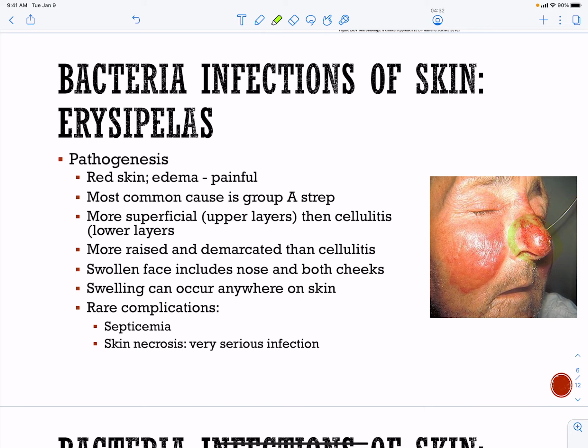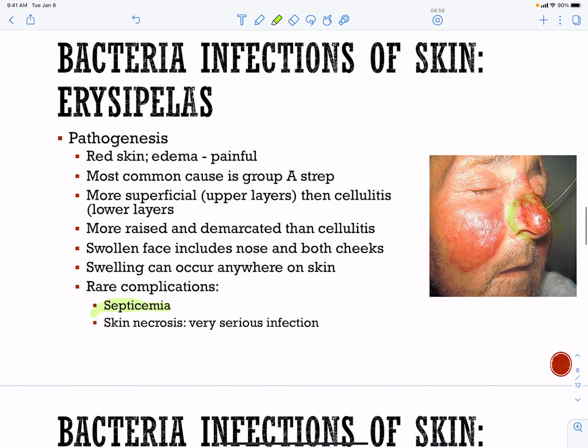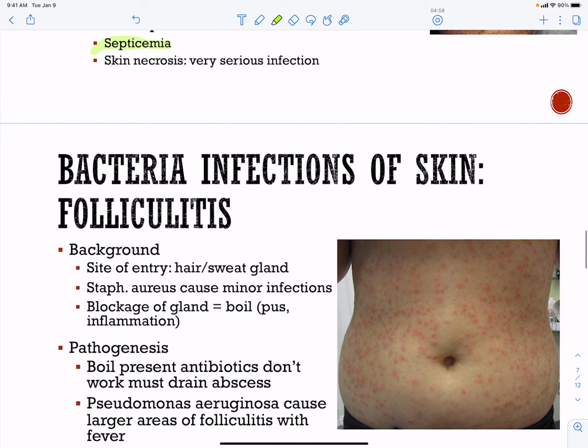Now, this is a little bit more superficial than a cellulitis because it's in the upper layers of the skin. You're going to have a more raised, demarcated area, because again, you're swelling the upper layers. Typically, you'll have a swollen face, including both cheeks as well as the nose, but it can occur anywhere. Some complications would be septicemia, gaining access to the blood, and necrosis of the skin, the dying of the inflamed areas.